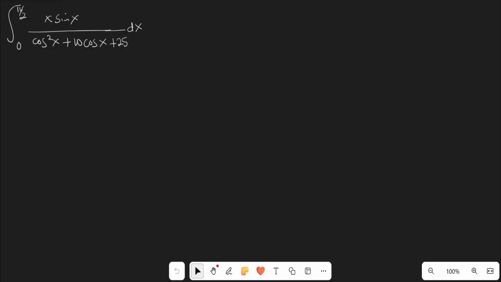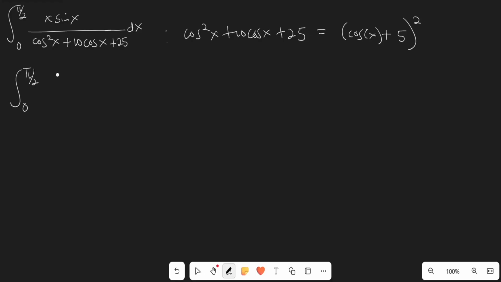So let's solve this integral. Let's first recognize the denominator, cosine square x plus 10 cosine x plus 25. This can be factored by completing the square into cosine x plus 5, all squared. So instead of writing the original integral, we can write it as x sine of x in the numerator divided by cosine of x plus 5 all squared dx.